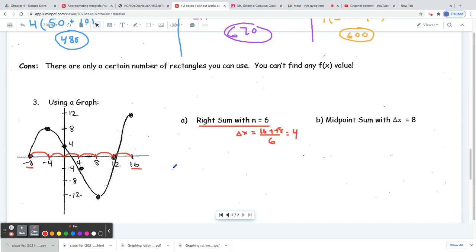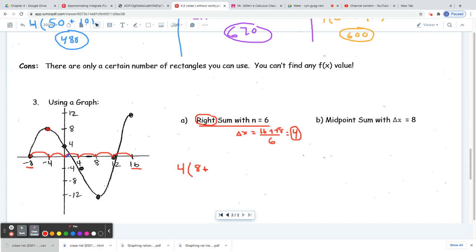Right? So to get my right sum, what always goes on the outside? Delta x. And there's going to be 6 heights. So it's the y coordinate. So I'm doing a right sum. So from -8 to -4, what's on the -8 is the left, -4 is the right. So I find the y coordinate there, which is this point. That's 8.